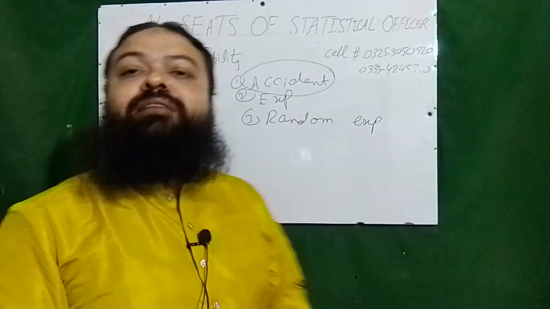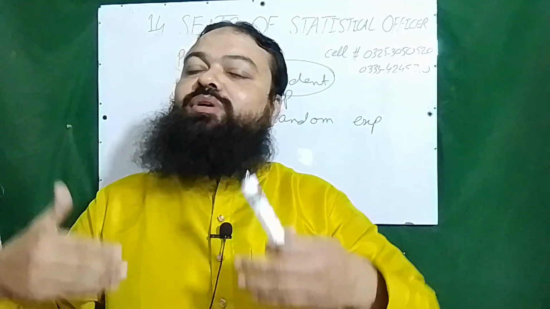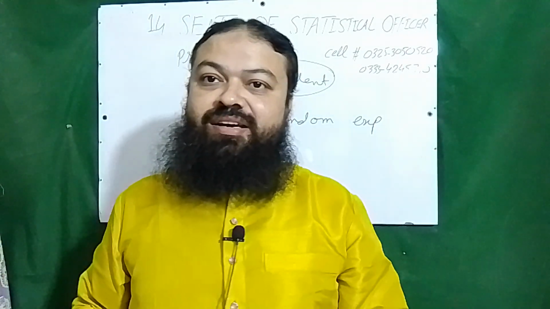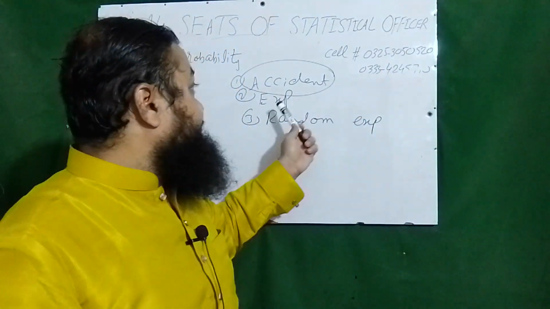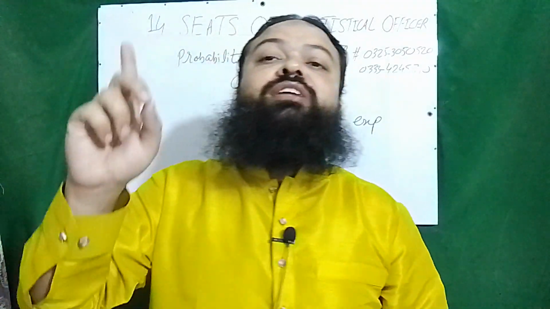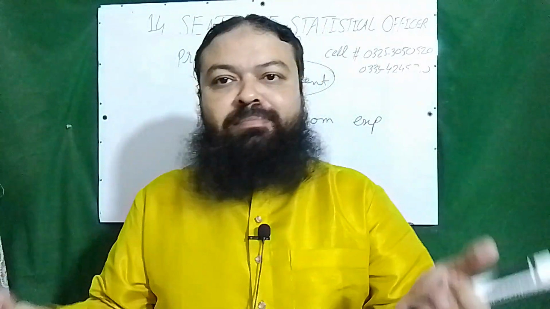Accident is an unplanned activity which gives results. For example, there is rain outside and you are walking on the road and there is mud and you slipped. That is an accident. It was unplanned. Experiment is a planned activity which gives only one result all the time. For example, you make tea, all the time that will be tea.